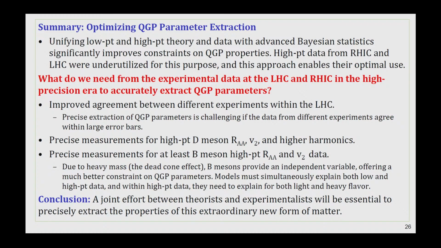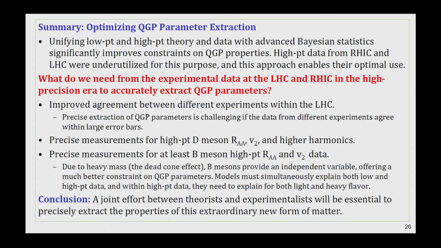And the question is, what do we need from experimental data at LHC and RHIC in the high precision era to accurately extract QGP parameters? First, we need improved agreement between different experiments within the LHC, ATLAS, ALICE, and CMS, because it is very challenging to extract the bulk QGP properties if the data from different experiments agree only within large error bars.